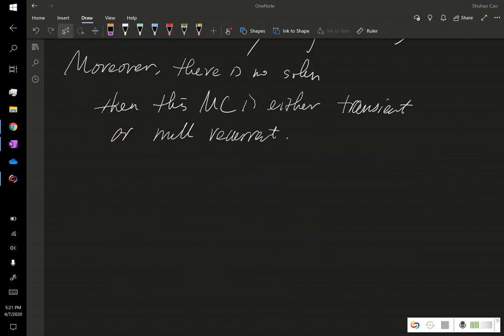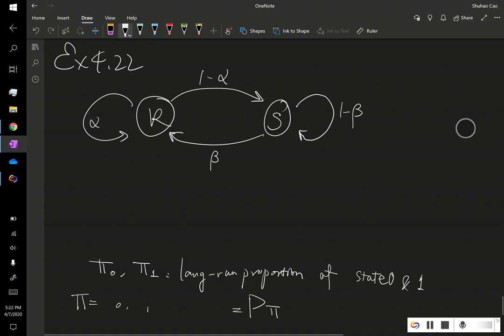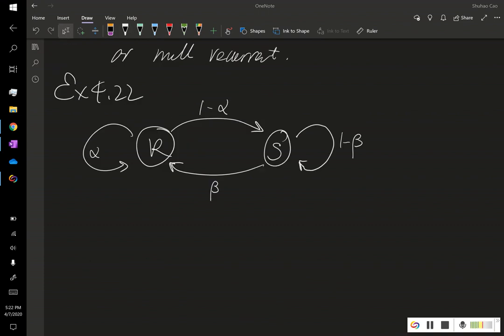Now we can finally answer the question we posed in the very first lecture for the ring versus not ring model. We have ring and we have not ring. From ring to ring, we have alpha, and from ring to not ring, we have 1 minus alpha. From not ring to ring, we have probability beta, and from not ring to not ring, we have probability 1 minus beta. If we write down the one-step transition probability matrix, the first entry is from ring to ring, second entry is from ring to not ring, the second row first entry is from not ring to ring, and this one is 1 minus beta.